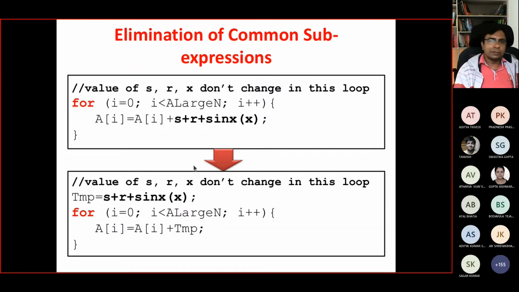In this code, the values of S, R, X do not change in this loop. For I up to a large number, A[I] = A[I] + S + R + sin X, and the values of R, X, S all don't change. Because this is commonly executed for all the iterations, you can do code motion. This gives a huge performance gain, because for every iteration we are doing the sin X operation and two extra additions, which we can do just before the loop itself starts. Code motion.